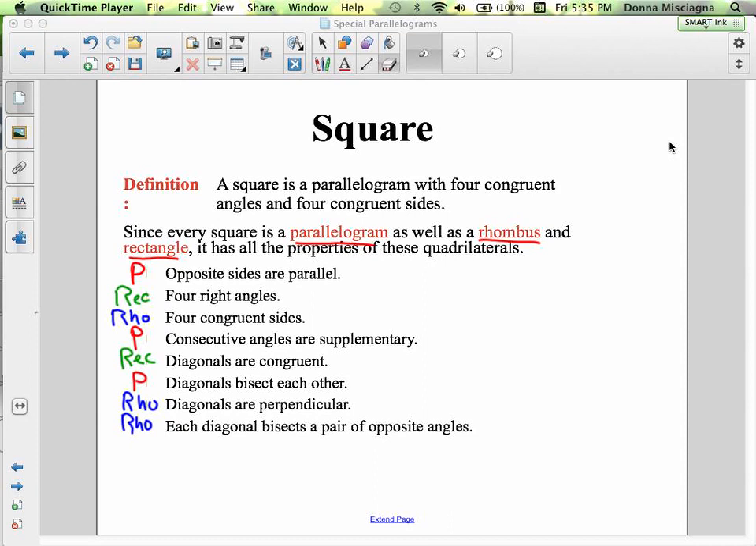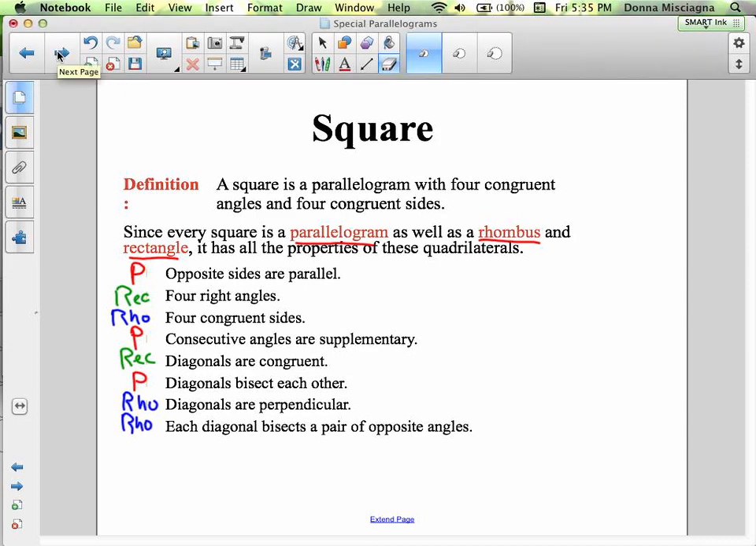Right? So a square has opposite sides that are parallel. That's from the parallelogram. 4 right angles, like the rectangle. 4 congruent sides, like the rhombus. Consecutive angles are supplementary, like the parallelogram. Diagonals are congruent, like the rectangle. Diagonals bisect each other, like the parallelogram. Diagonals are perpendicular, like the rhombus. And each diagonal bisects a pair of opposite angles, like the rhombus.